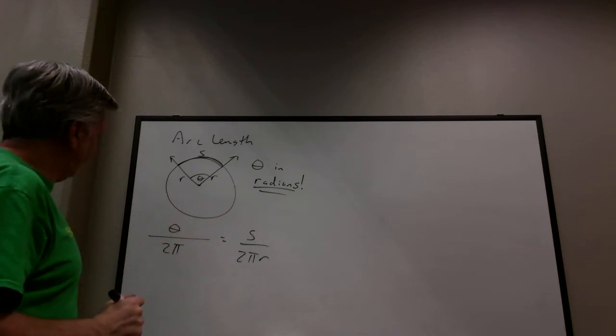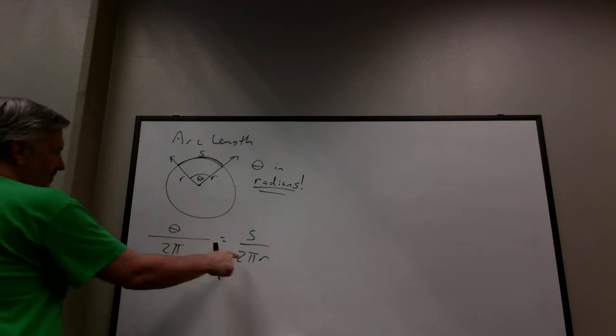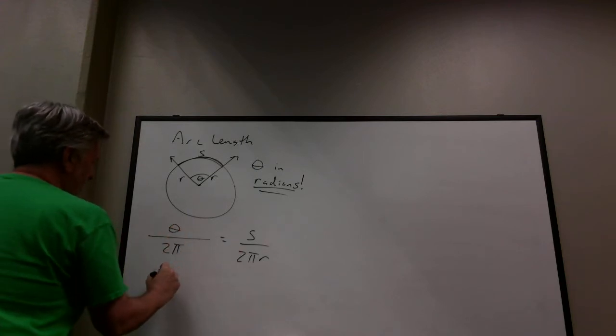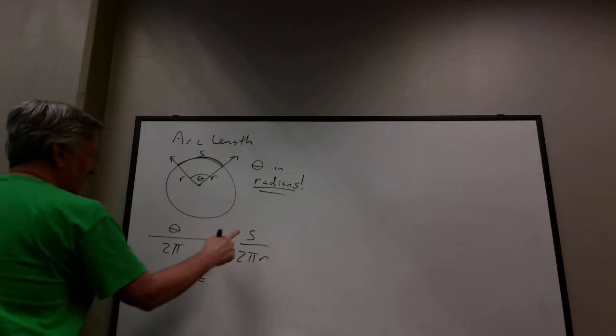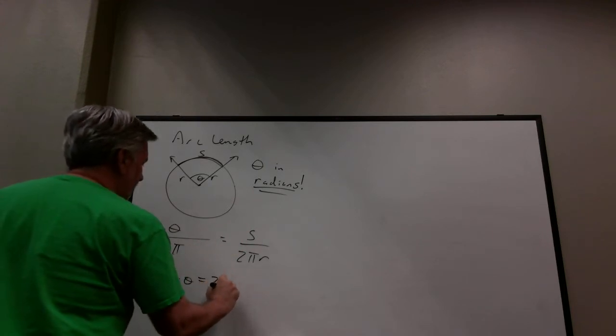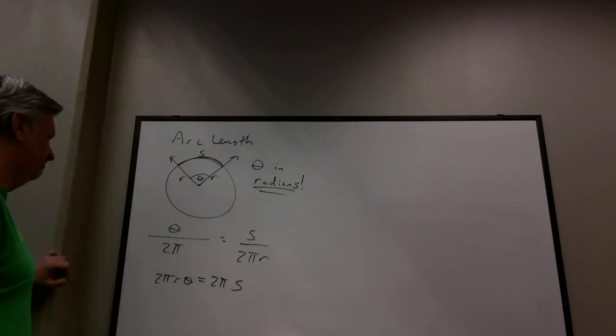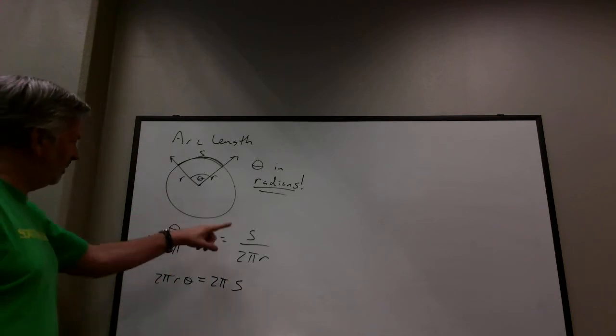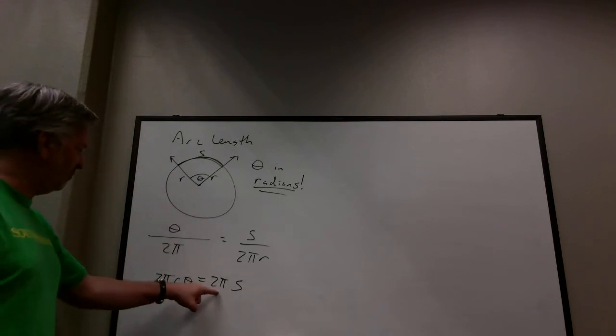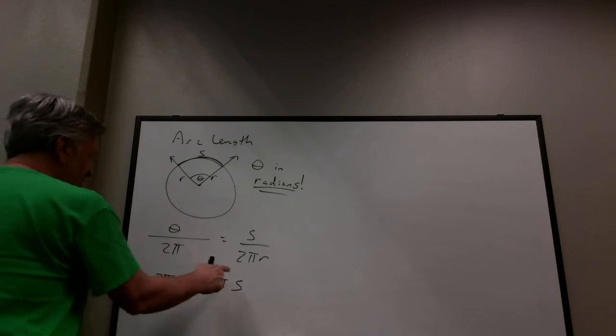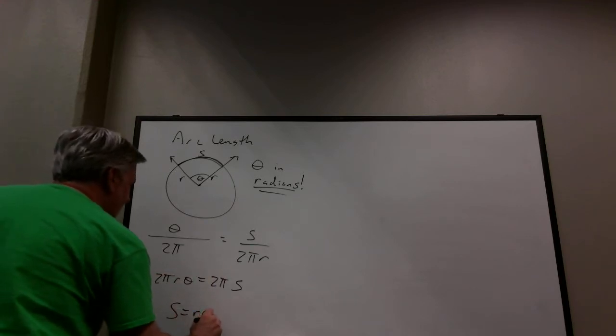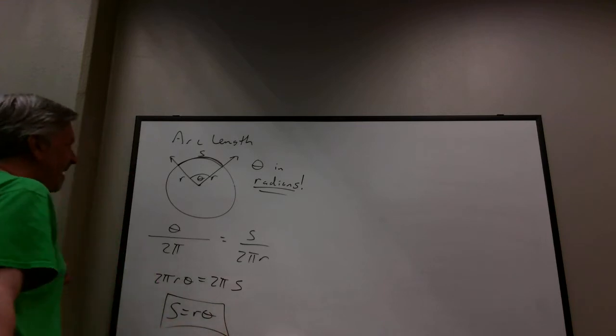Okay, well, let's do some simplifying here. If I cross multiply, I get 2 pi r theta is 2 pi S. Right, if you cross multiply. And notice both sides have a 2 pi, so if you divide both sides by 2 pi, you get S is r theta. Nice formula here.